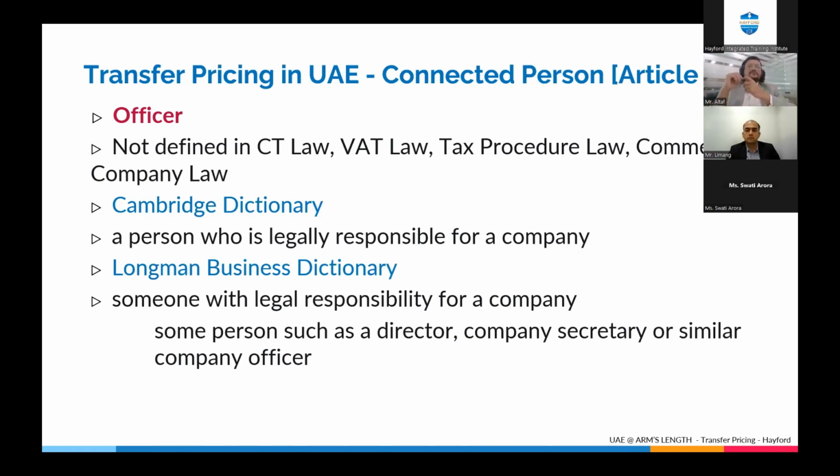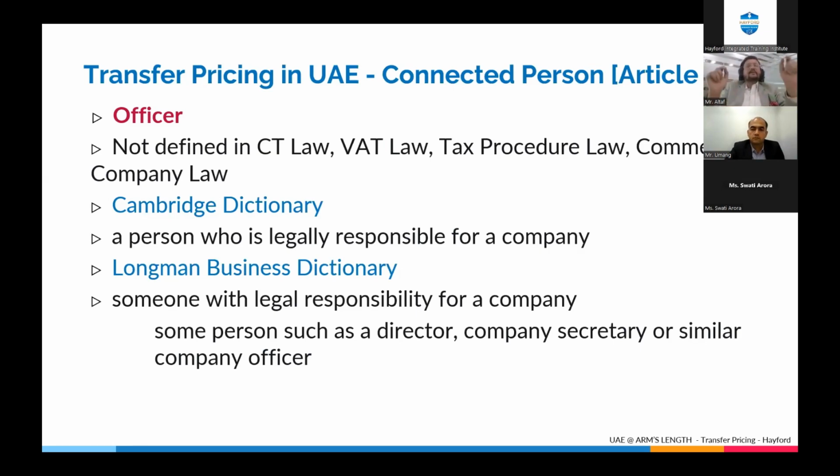The Cambridge Dictionary defines an officer as someone who is legally responsible for a company. Another dictionary meaning is someone with legal responsibility for a company, such as a director, company secretary, etc. There are many officers that will have regulatory approval. In the case of banks, even at the time of appointment of the CFO, the central bank will have to approve it. The chief internal auditor will also have to be approved by the central bank.